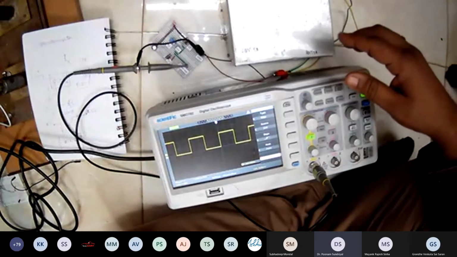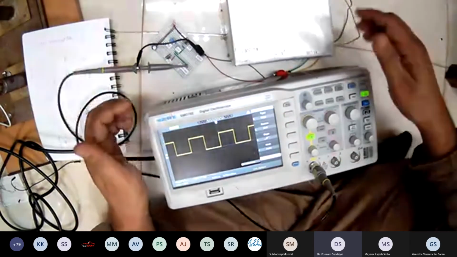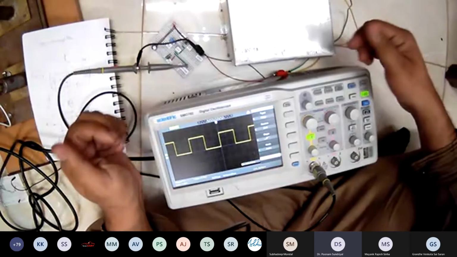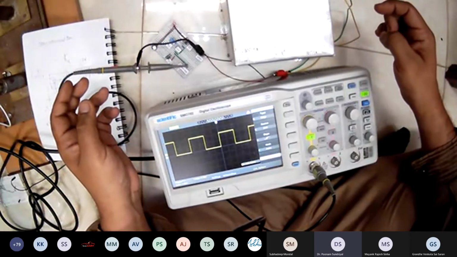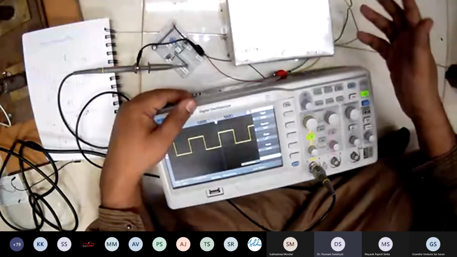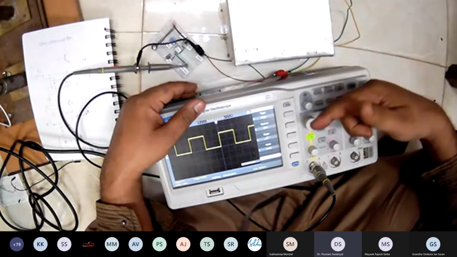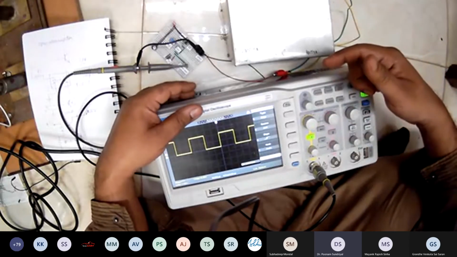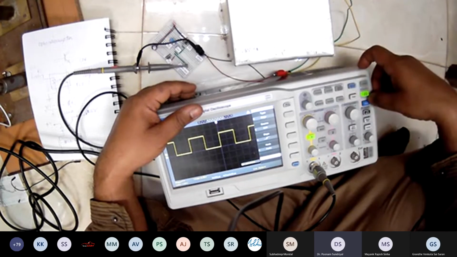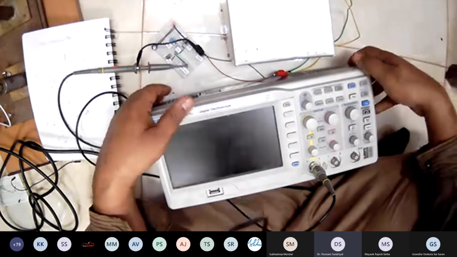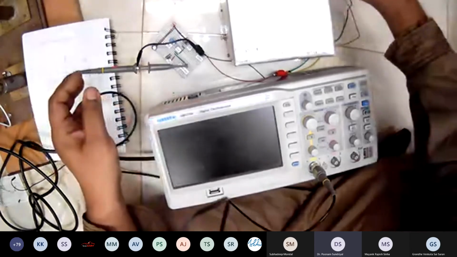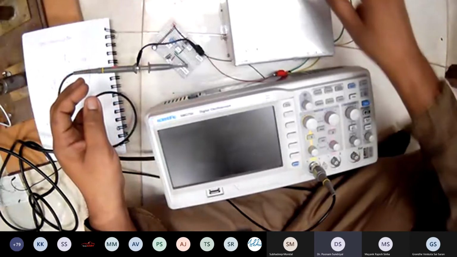With this, we conclude this particular lab. It's 3 hours and we had to go a bit slow, but that's fine. It's better to understand things rather than just finish them. So I'm going to switch off my oscilloscope and switch off the power supply.